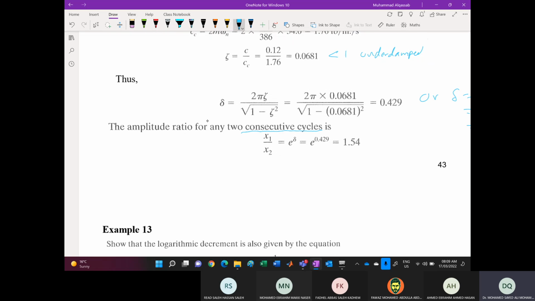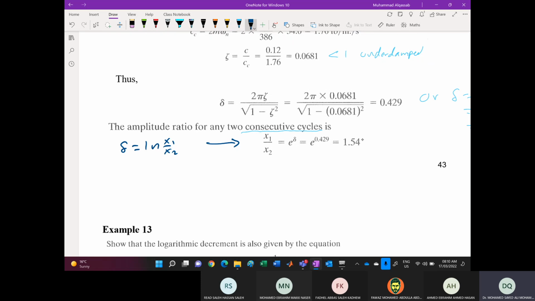Okay, from the same definition of delta, delta equals ln x1 over x2. So you can put x1 over x2 on one side, which is equal to e to power delta. So x1 over x2 equals e to power delta. Delta is 0.429, so this becomes 1.4. This is the ratio, meter by meter or centimeter by centimeter.